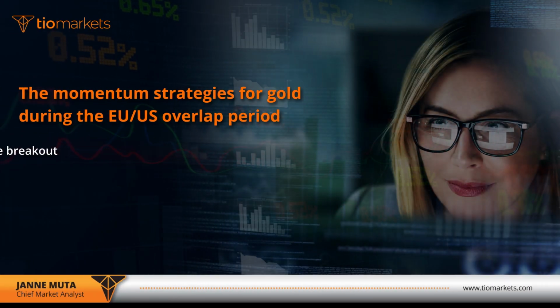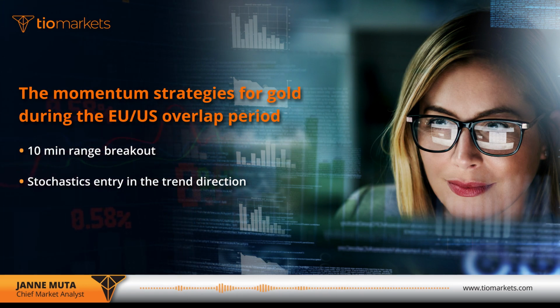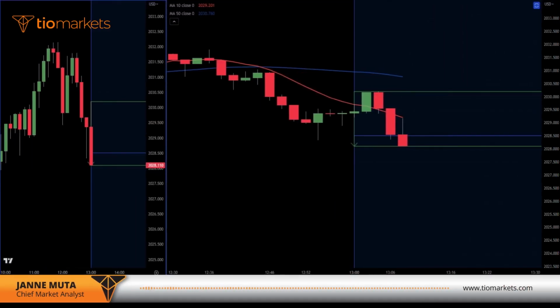The two momentum strategies for gold during this overlap period that we're going to take a look at are, first of all, the 10-minute range breakout strategy. And then we're going to take a look at a very different strategy, which is stochastics entry in trend direction. So the breakout strategy focuses on the first 10-minute period when the overlap period starts and tries to catch the volatility that usually follows after the session gets going.